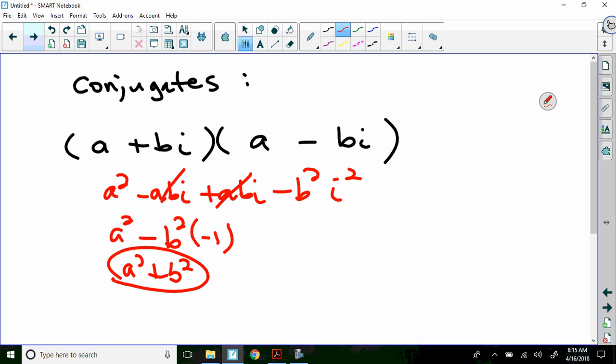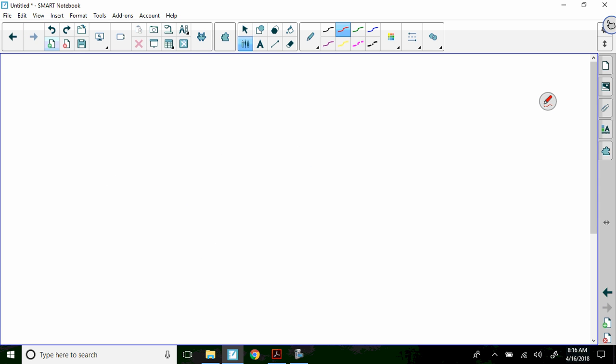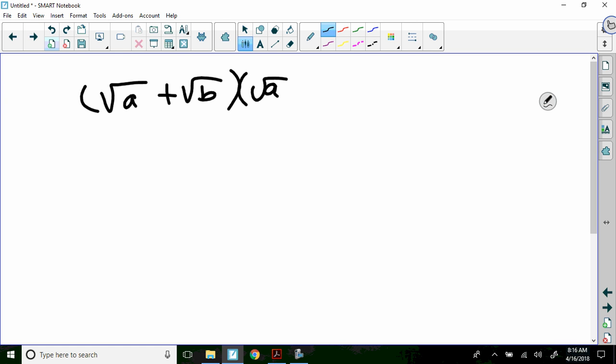It's not important that it's a squared plus b squared. What is important is that the i goes away, right? So when you multiply a complex number by its conjugate, the number's no longer imaginary. It becomes for real. So the same thing's going to happen if we take a couple of radical numbers and multiply them by their conjugate. Whether they're both radical or whether just one of them's radical, the same thing's going to happen.